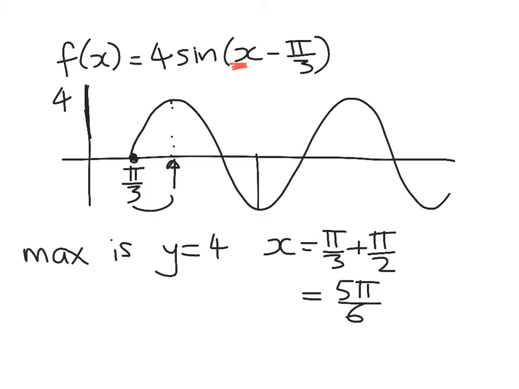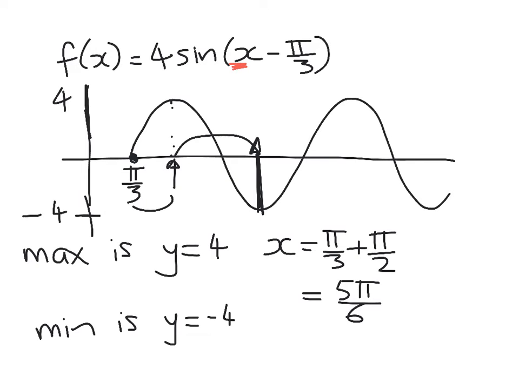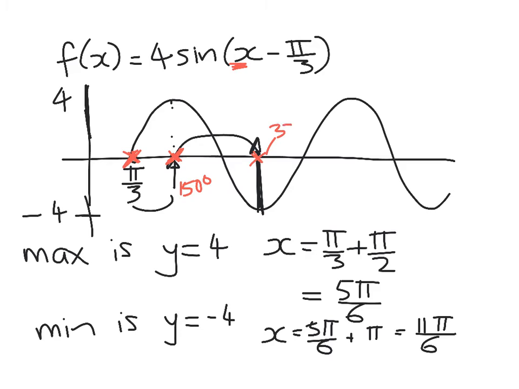What about the minimum value? Well, that's going to be negative 4. So the min is y equals negative 4, and that's going to happen another pi on from here. So that happens at 5 pi on 6 plus pi, which is 11 pi on 6. Now, if you like thinking in degrees, this would be 60 degrees. This point is 150 degrees. And this point here is 330 degrees.